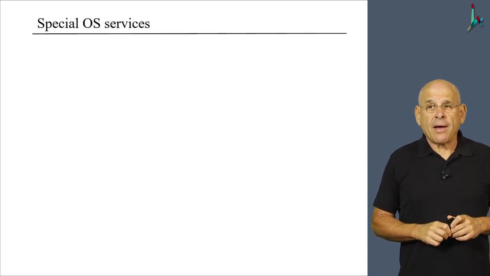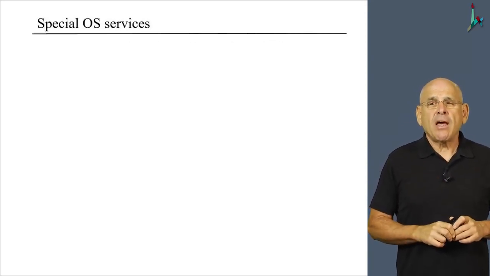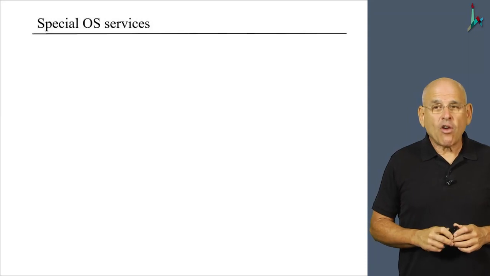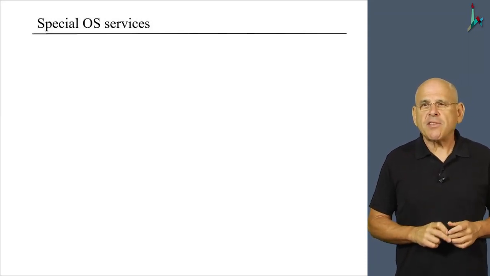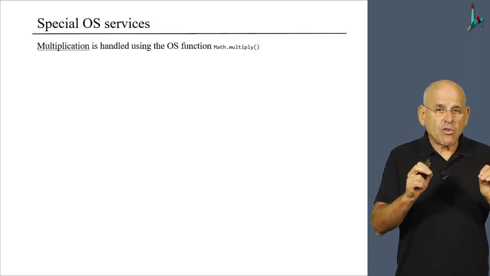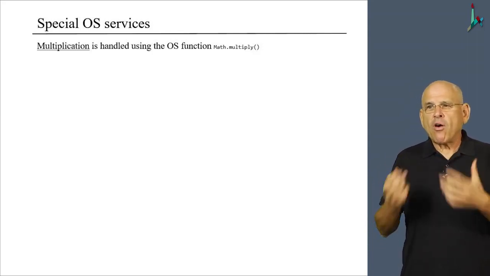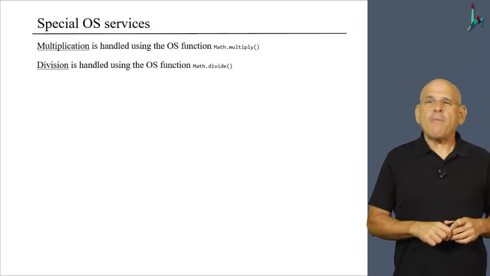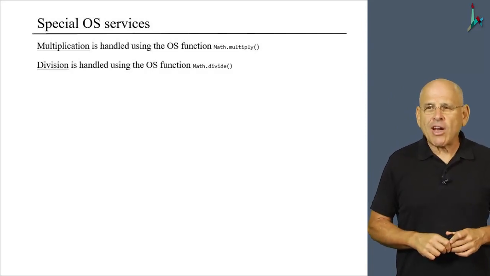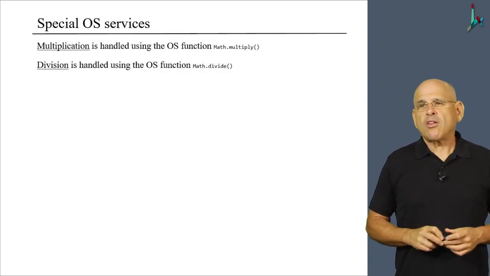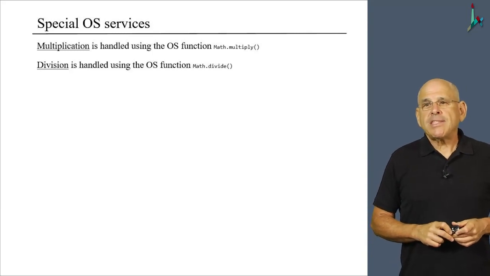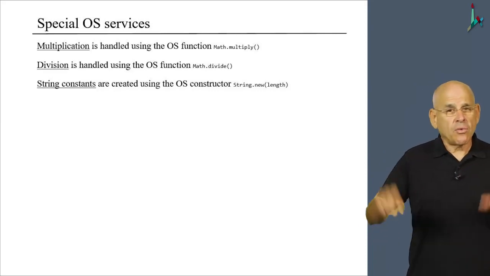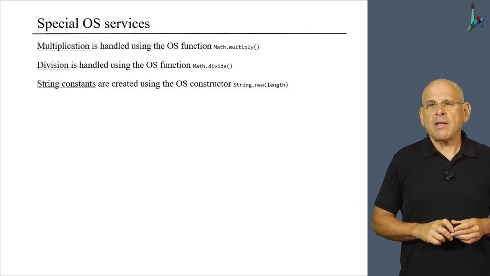What about some special OS services? Well, there are such services, obviously. If you write a Jack compiler, you have to remember a few things. First of all, whenever you have a multiplication command, it has to be handled by calling math.multiply. Whenever you have a division command at the operator at the Jack code, it has to generate code that calls math.divide. String constants are created using the constructors string.new and the length of the required string.